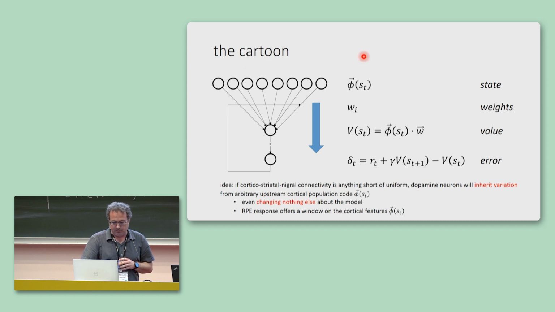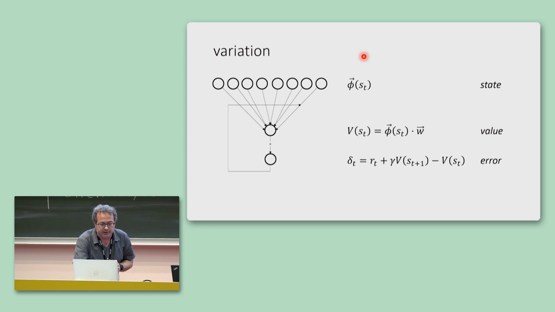So let me unpack that a little more. One thing to say is, sorry, this is the learning rule for the weights. They get updated according to the prediction error at each step.